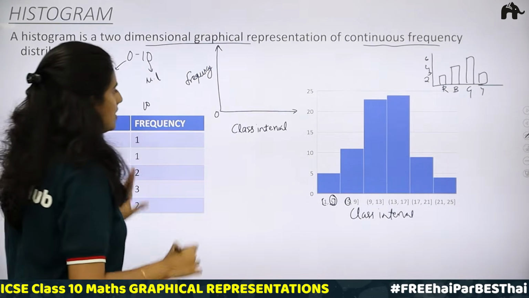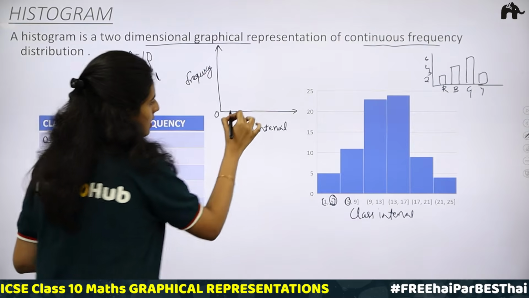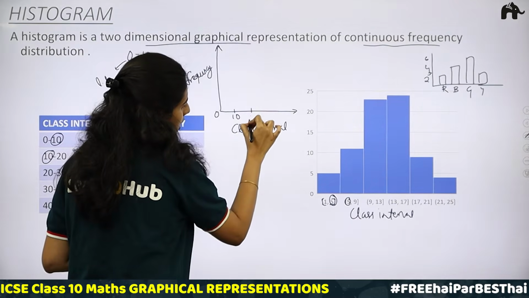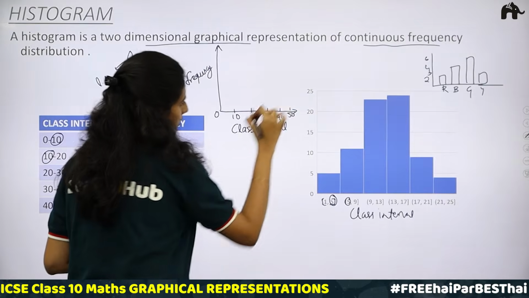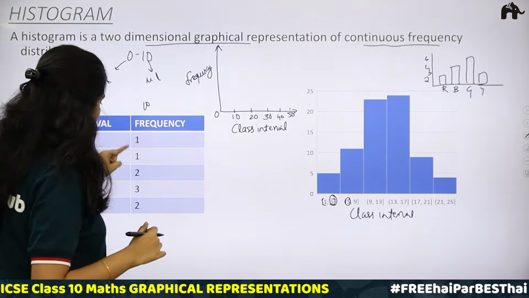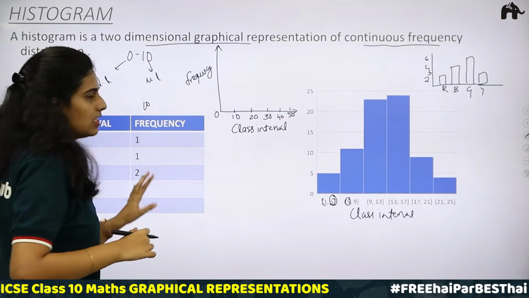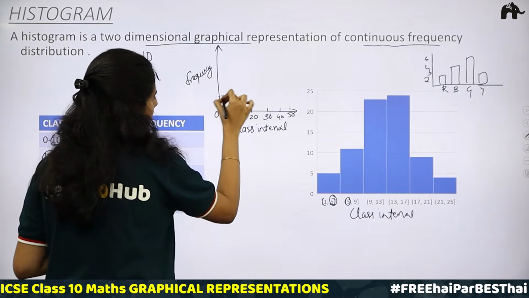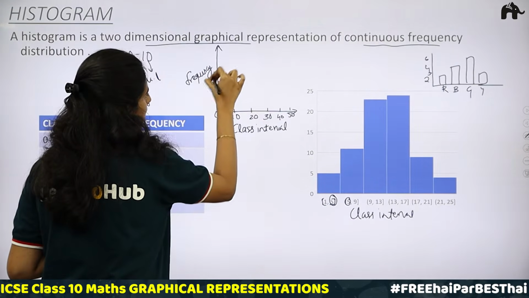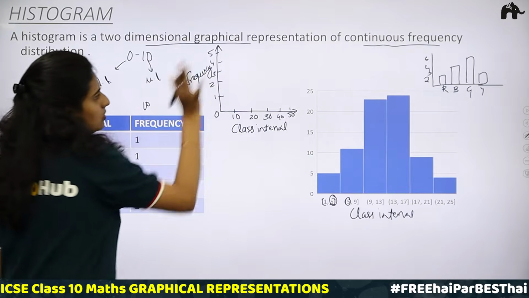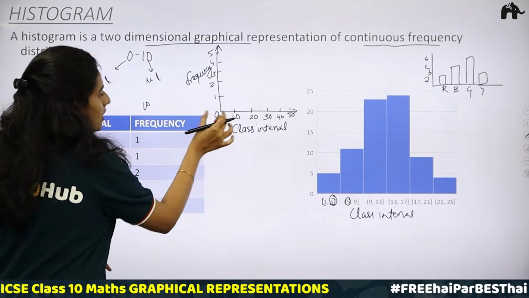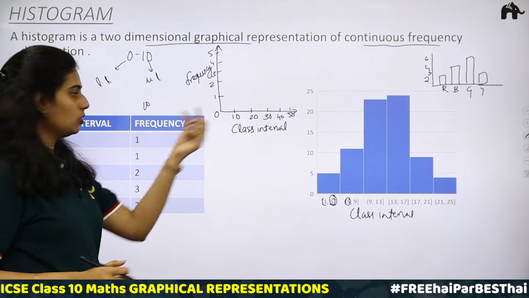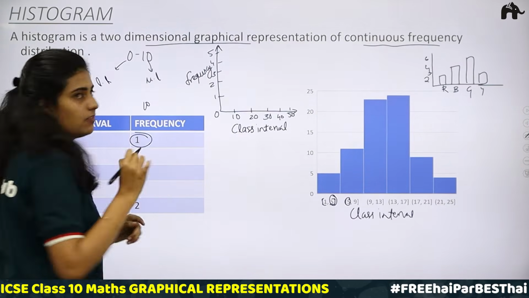Okay, class interval. So we have starting from 0 to 10. So mark 10, 20, 30, 40, up to 50 we need. Next, frequencies 1, 2 and 3. These are the values that we need. So we will be marking 1, 2, 3, 4, 5. Up to 3 is enough, so 3 should be included. Just remember that point. Between 0 to 10, there is only one student.